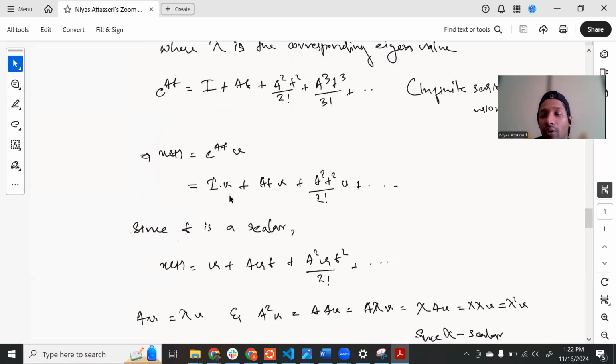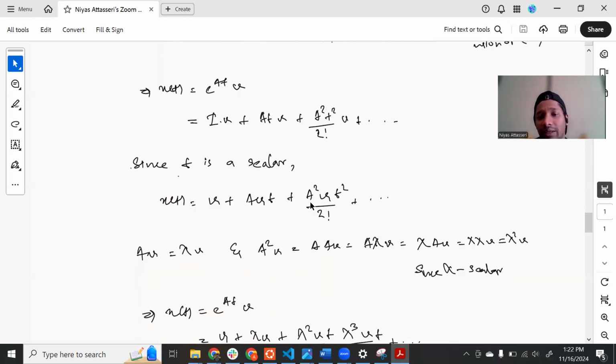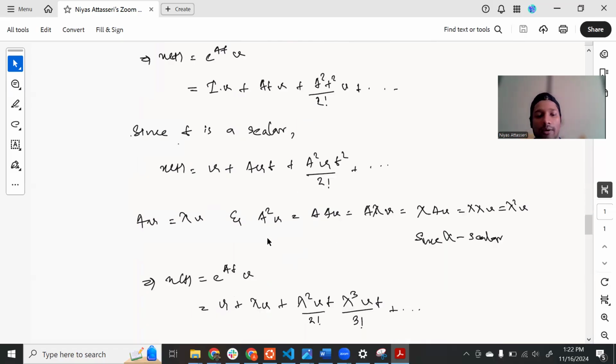Now, we have I dot v. I dot v is basically the identity matrix multiplied by v, which is equal to v. Next one is Atv. Now, t is a scalar, so you can take v inside. So we can have Avt. And similarly, A square v by 2 factorial multiplied by t square plus etc. The same thing can be expanded for all the terms.